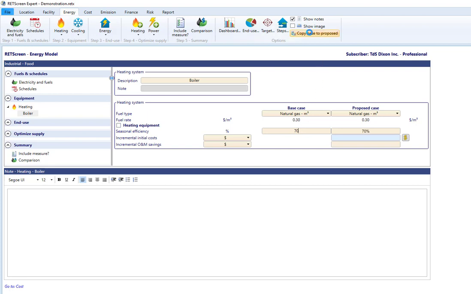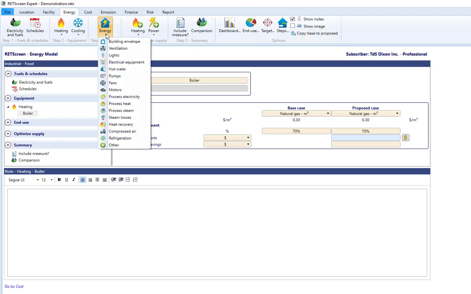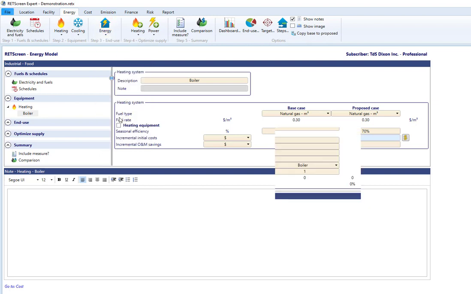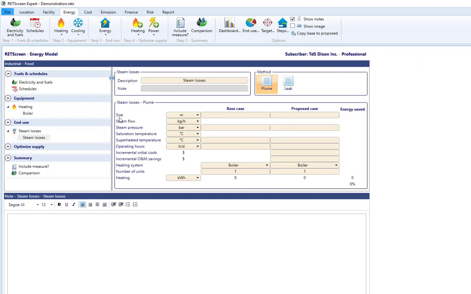We're going to copy paste to proposed, and now we're ready to go and specify our steam leak and see what we can save by reducing or eliminating that leak. We're going to move to the energy end use drop down, and we're going to pick steam losses. Now there's two ways to calculate steam losses in REDScreen. One is as a plume, that is essentially that cloud above a pipe. The other way is from a leak of a known size. We're going to use a leak of a known size.